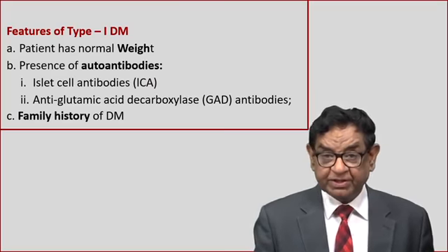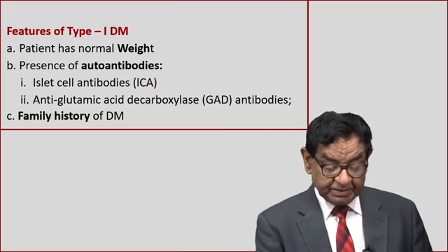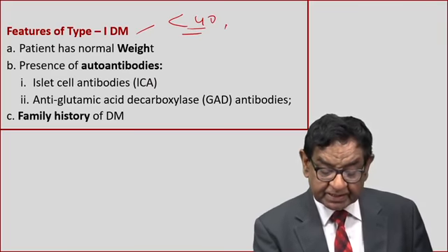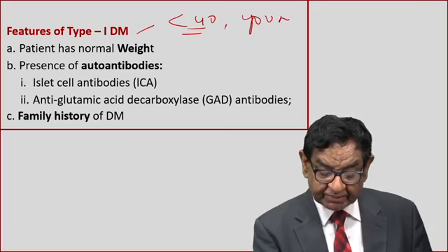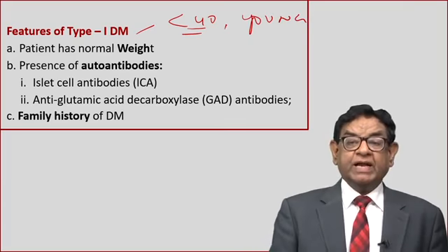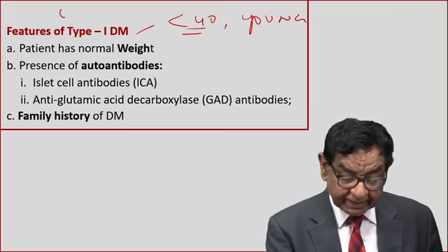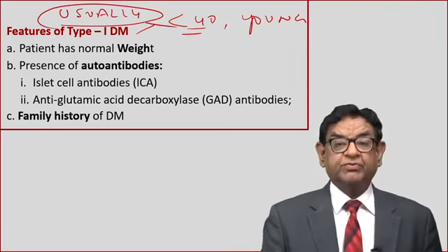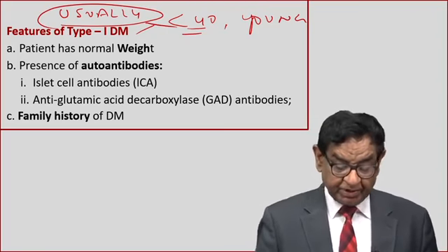Let's talk about the clinical features of type 1 diabetes. These patients are usually below 40 years, or sometimes they say young adults, they can write. But now I like to tell you something. It is usually. What the importance of the word usually is, I will be talking to you in a minute only.